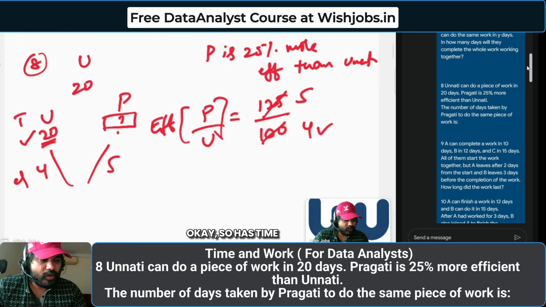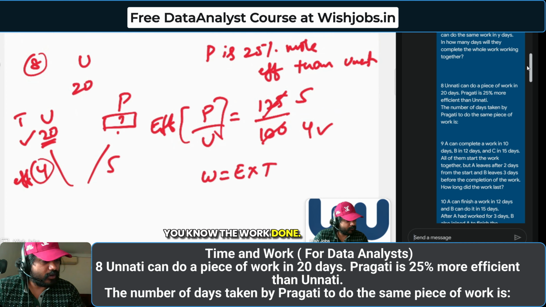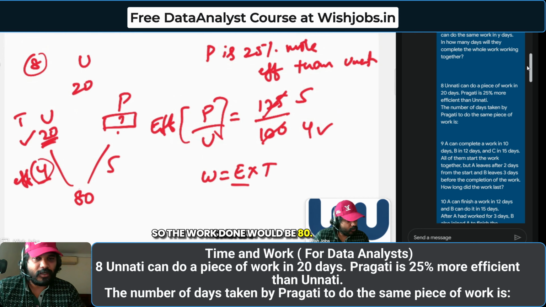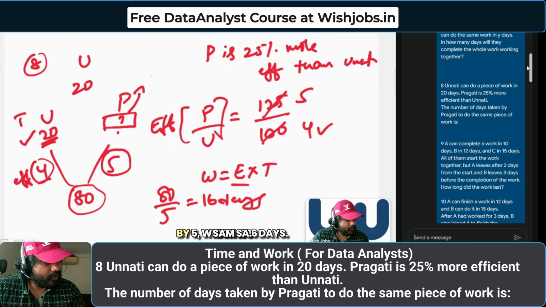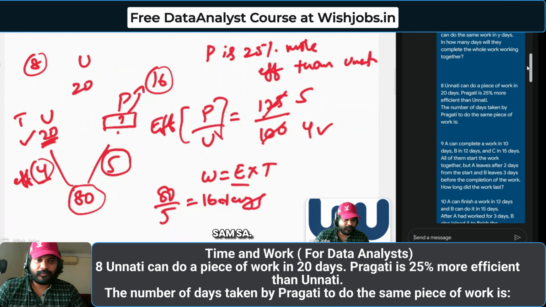So Unnati has time 20 and efficiency 4. You know the work done. Work done equals E into T. So E is 4, time is 20, so the work done would be 80. Here you know work done and you know efficiency. You need to find out the number of days. That is 80 by 5, which is 16 days. Pragati will do the same work in 16 days.